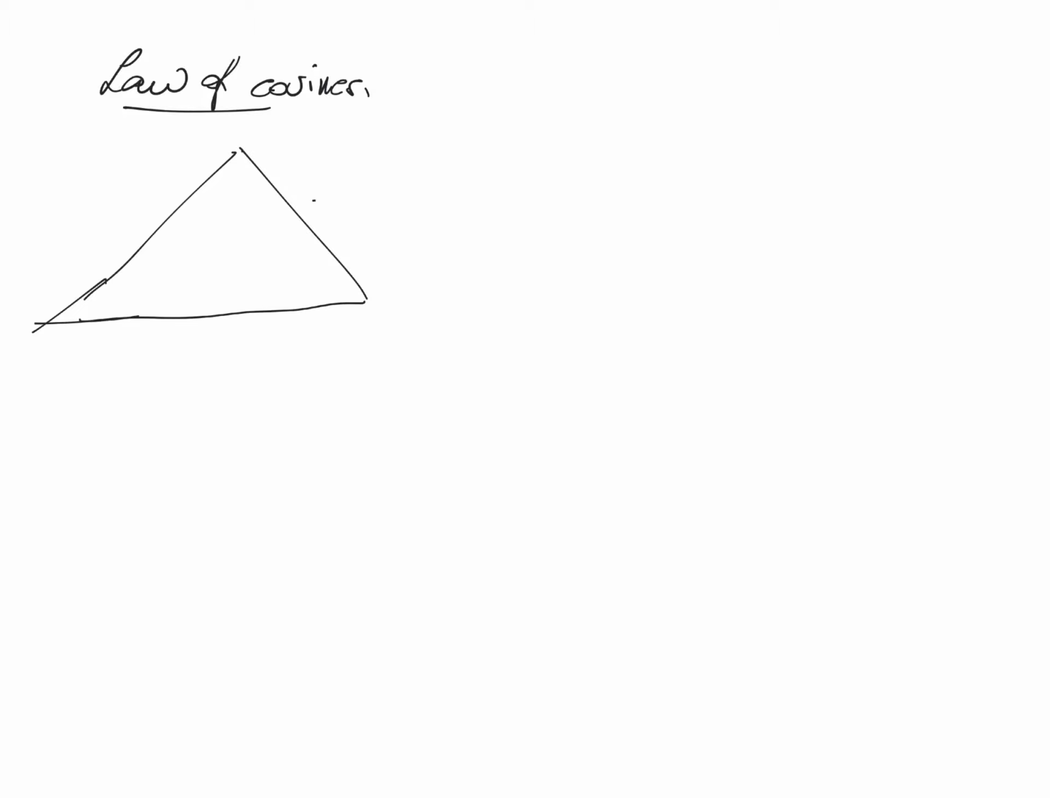Next to the law of sines, there is also the law of cosines. So for the same triangle, we have a triangle with sides A, B, and C, with opposite angles alpha, beta, and gamma. For those, we get the following formulas.